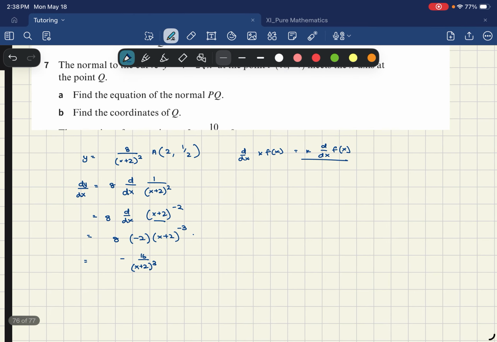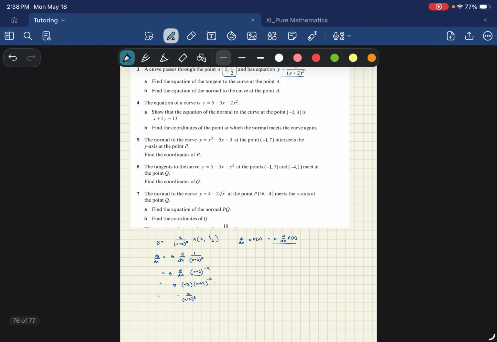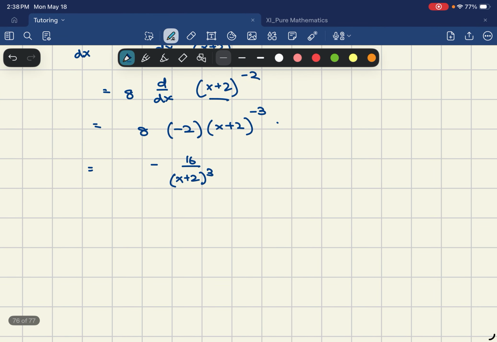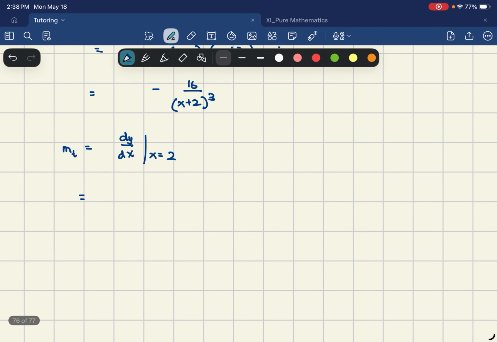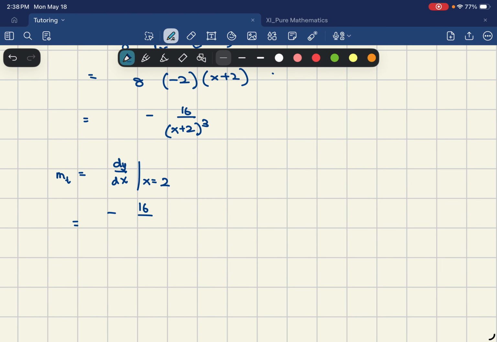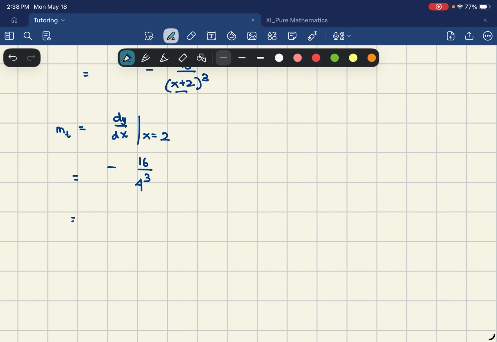All right. So now that we have this, let's find the slope of the tangent line. The slope of the tangent line is dy by dx at x is equal to 2. That is the x1 value that we are given. So minus 16 divided by 4 cubed, right? If I substitute 2 here, I'm going to get 4 cubed. So 4 cubed is 64. So that gives you minus 1 over 4.